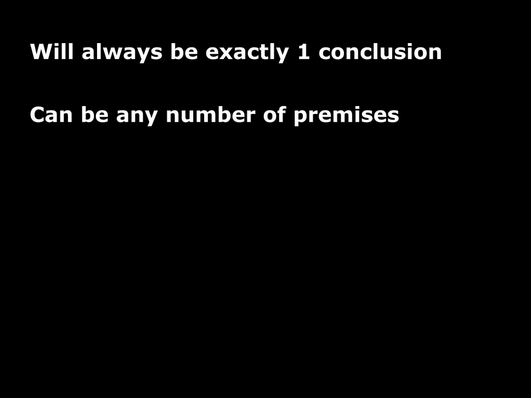Now, any argument is always going to have exactly one conclusion, but there could be any number of premises. You have one premise, two premises. The pizza argument has 2 premises. There could be 10 or 20 premises. As we'll see in Chapter 4, we'll run across some cases where an argument has 0 premises. That's kind of unusual, but there can be any number.